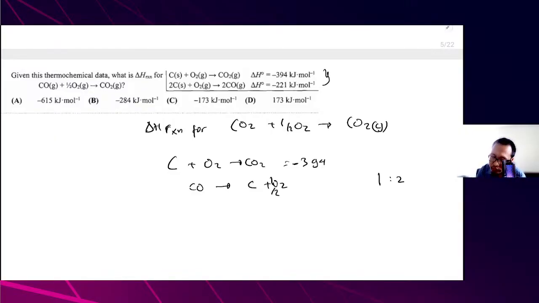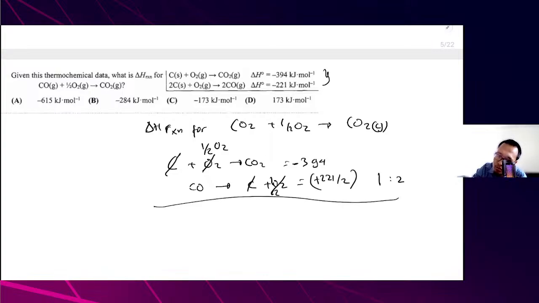Okay, it will be half for this one. Okay, good. Now try to cancel out one by one. This one will be cancelled out with this one, and this one cancelled out with this one, but still half O2. However, this part will be minus 221 divided by 2. But however, the sign over here will be plus. Okay, it will be plus.